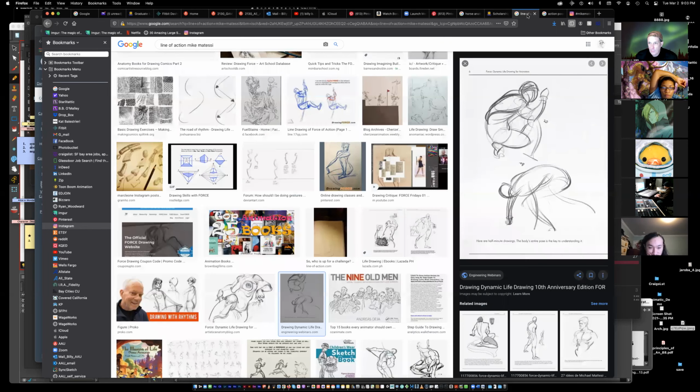Okay, so, and again, these are great gestures, and that's what you're doing. You're drawing 10 gestures. The gesture includes the head, the line of action, the beam, the volume, all of that. These are 30 seconds. So even Mike Mattesi says these are 30-second drawings. To understand the body's entire pose in 30 seconds is the key to drawing that pose.